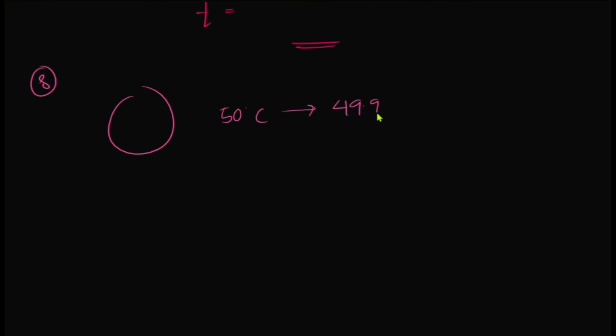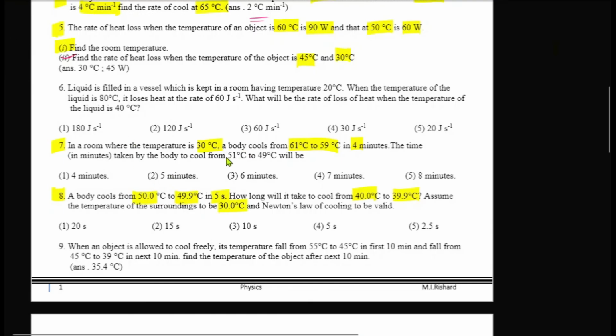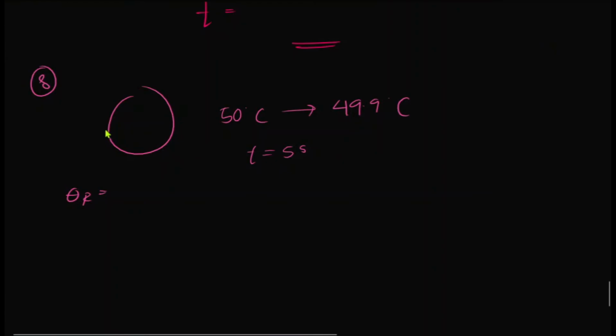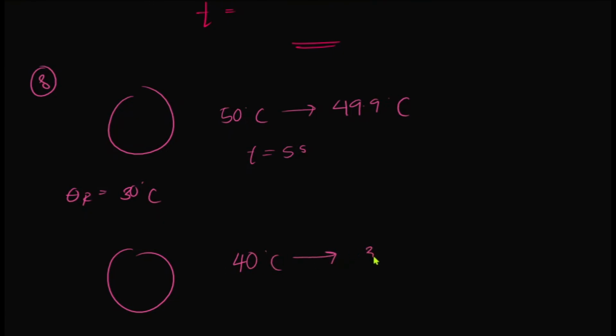This is the eighth question. There is an object whose temperature reduces from 50 degrees to 49.9 degrees, and the time taken for this is 5 seconds. The room temperature is said to be 30. And once again, what they're asking is the time taken to reduce the temperature from 40 degrees to 39.9 degrees.